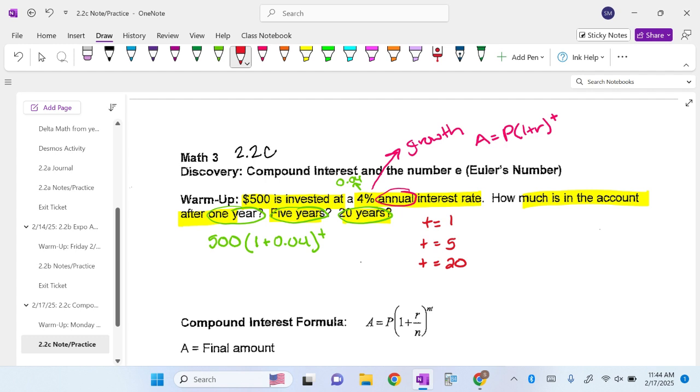Take a minute, plug that into your calculator. Let's round to the nearest cent, so 2 decimal places.